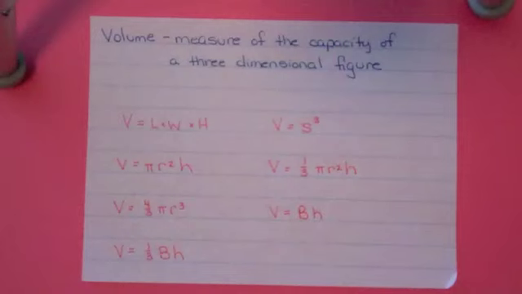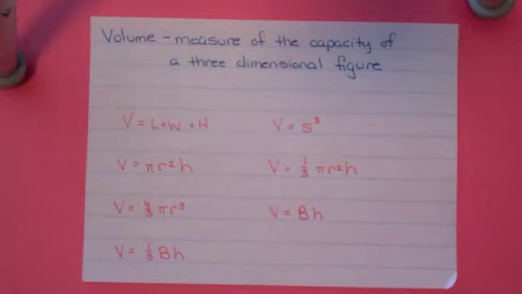So let's talk a little bit about volume and surface area. Let's start with volume. Volume is the measure of the capacity of a three-dimensional figure. So in other words, volume is the amount of stuff you can put inside of a three-dimensional figure. Okay, so if you're looking at, like, a gallon of milk, it's how much milk is in there. Volume is always measured in cubic units. So cubic feet, cubic meters, cubic miles.